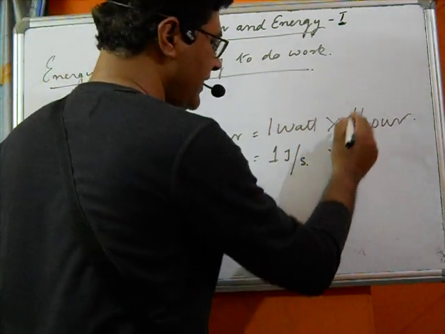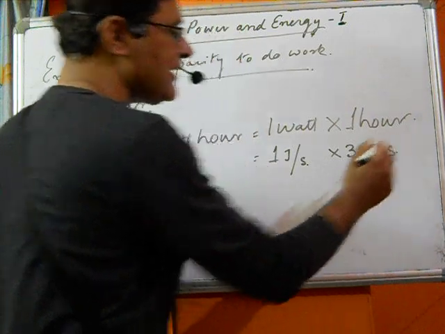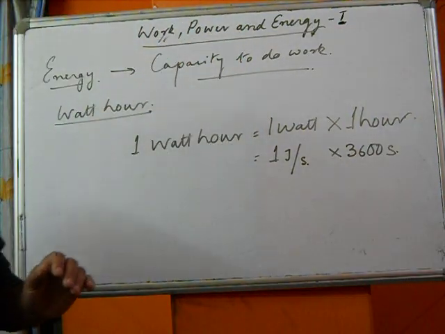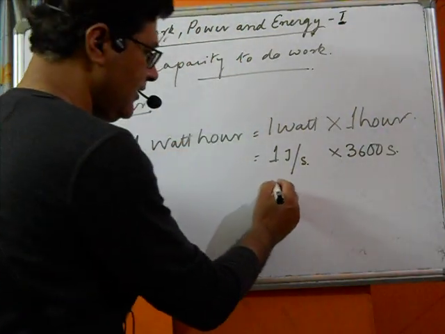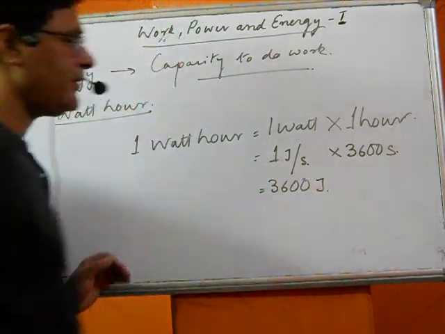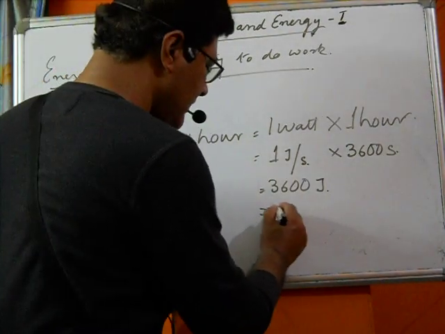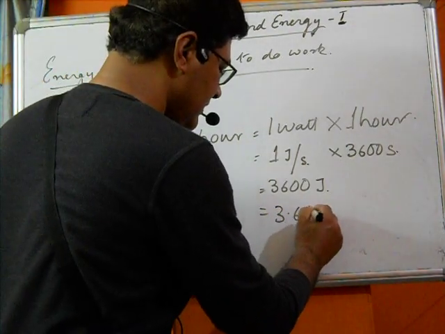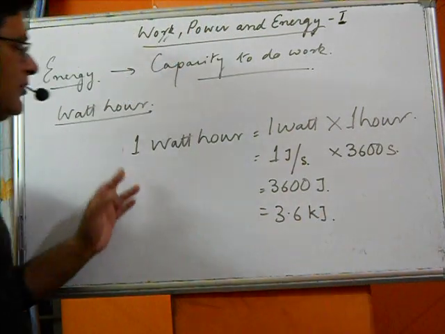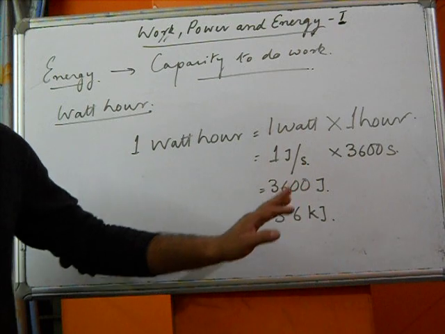And 1 hour, if I write in SI unit, is 3600 seconds. So with this 3600 seconds, seconds cancel, and we get 3600 joule. That means 3.6 kilojoule. So 1 watt hour means 3.6 kilojoule or 3600 joule.